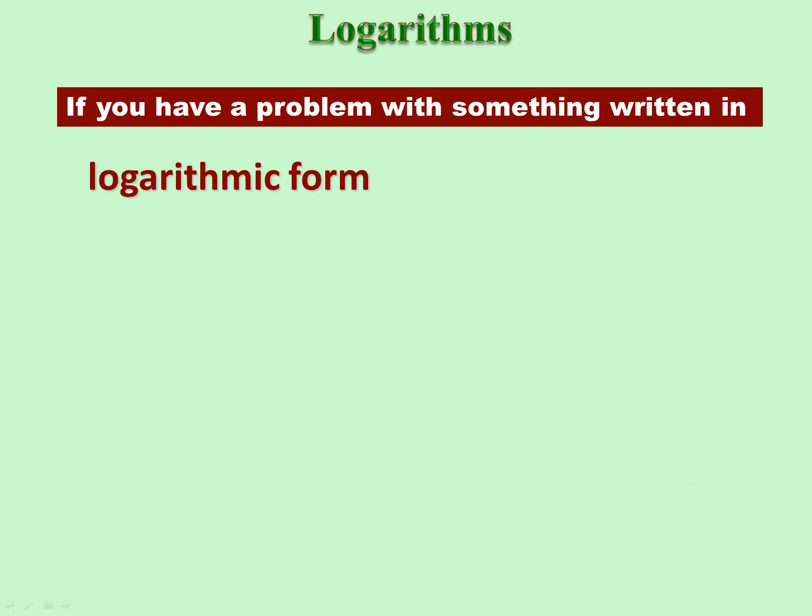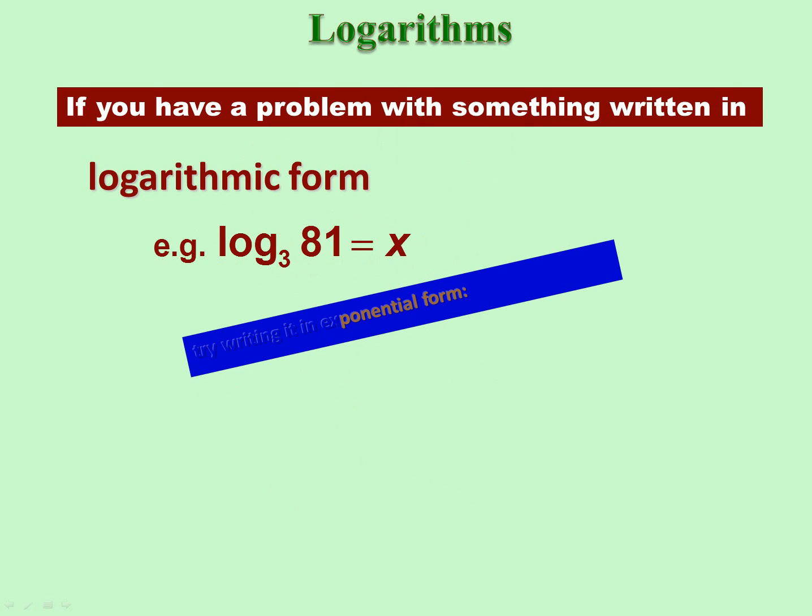If you have something in logarithmic form and you have a problem working it out, you could always write it in exponential form. There we are. And now we can solve for x. And that means that log of 81 to base 3 is 4. But of course calculators nowadays have a log of a to base b button, so it makes life much easier.